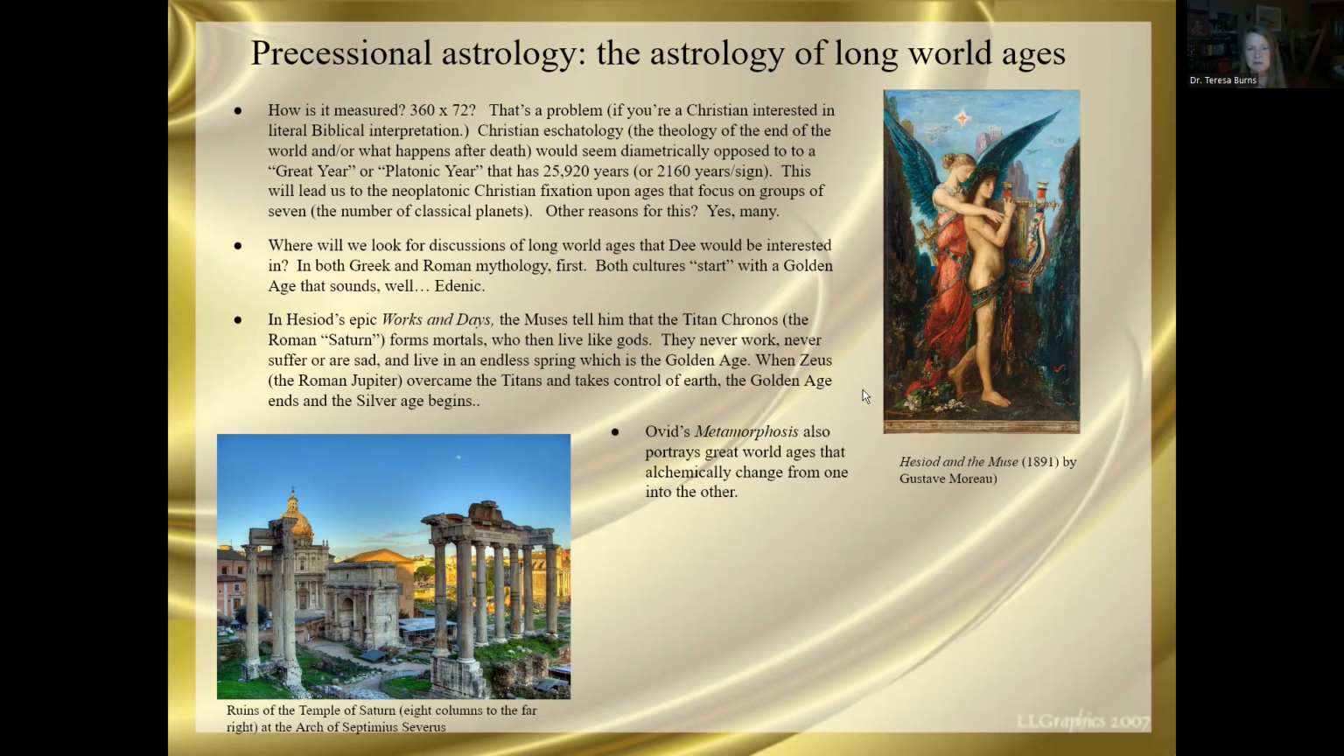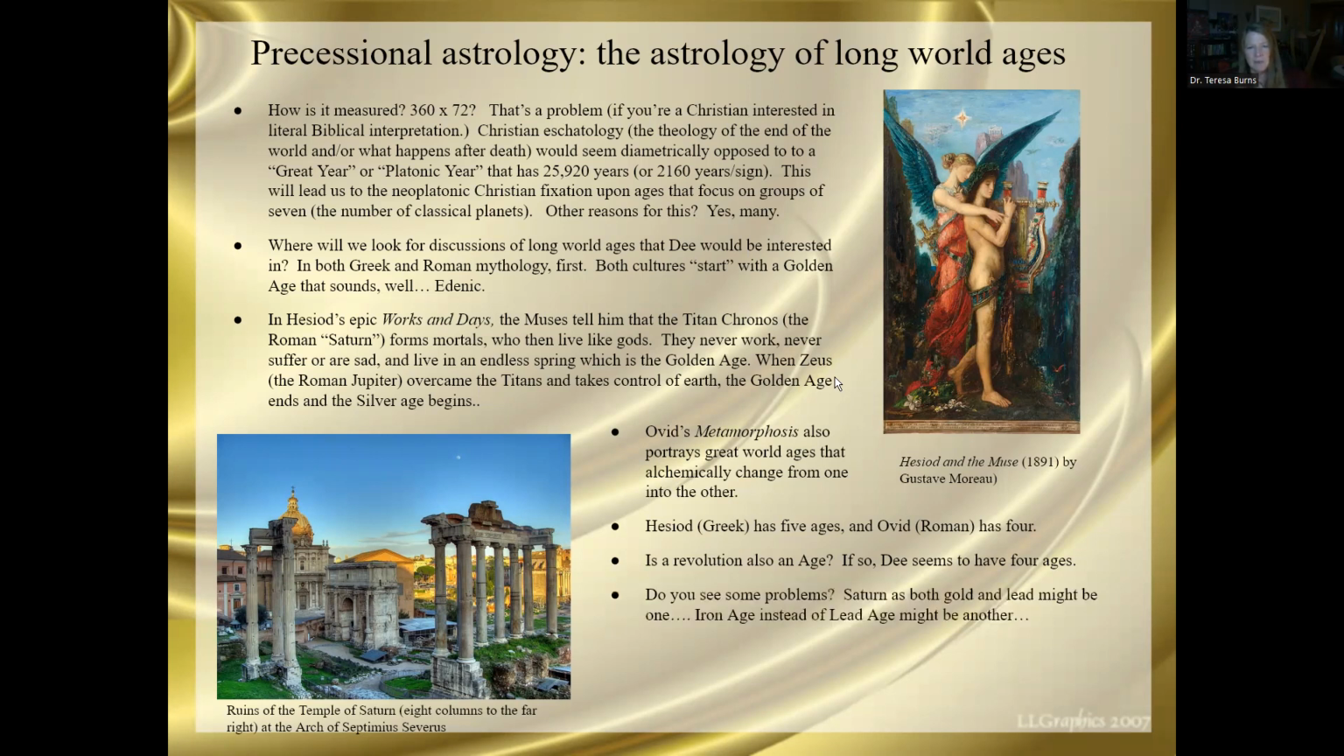The Silver Age begins. The most famous Roman telling of great world ages is Ovid's Metamorphoses. And while Hesiod has 5 ages, Ovid has 4, but the 4 that Ovid has are 4 of the 5 Hesiod has. You go from a golden age to a silver age to a bronze age to an iron age. Hesiod has an age of heroes thrown in there too, if you want to go investigate that. So D has 4 revolutions. Is that an age? Well, seems like it.